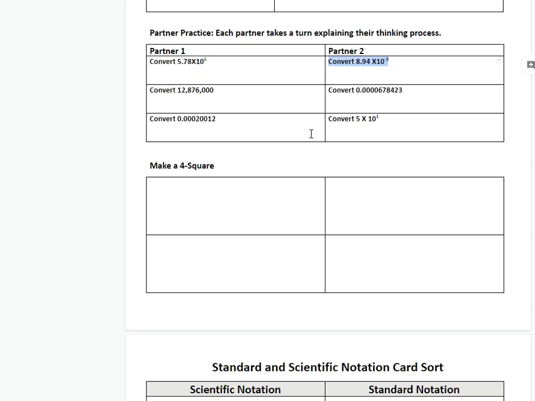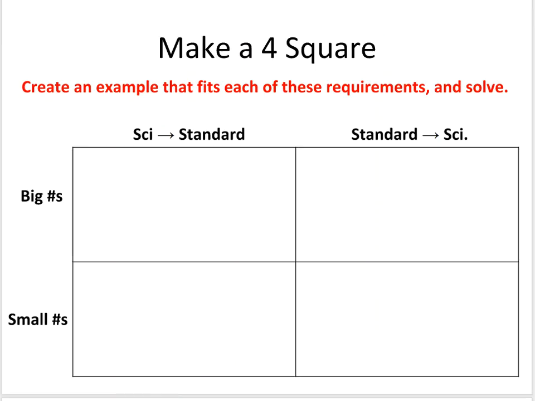After you have checked your answers, if everything looks okay, you're going to move on to the next step, which is making a 4 square. Here's what you're going to do for that. For the 4 square, you need to make your own example. And I need you to show me that you can do this in 4 different ways.